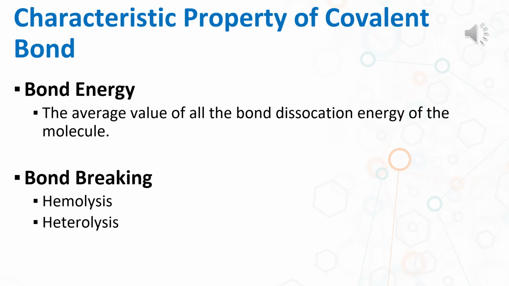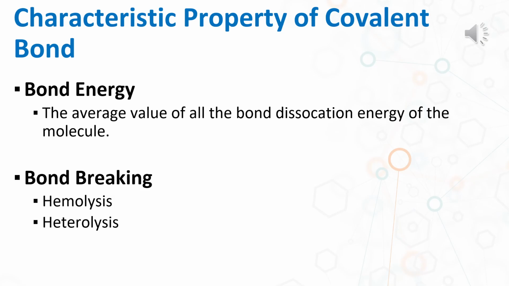Still under the characteristic property of covalent bond, we have the bond energy and the bond breaking. So let's go first with the bond energy. What is bond energy? It is the amount of energy that is required to break a bond. So the higher the bond energy, the stronger and the more stable the bond is. For example, triple bonds require more energy to break than double bonds.